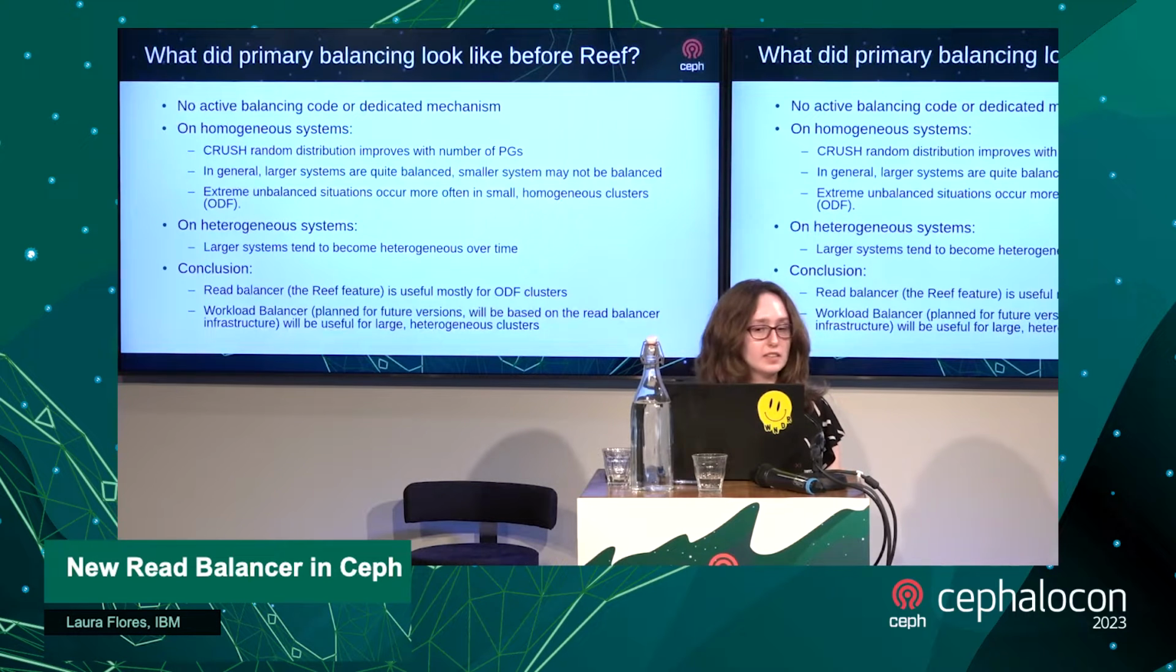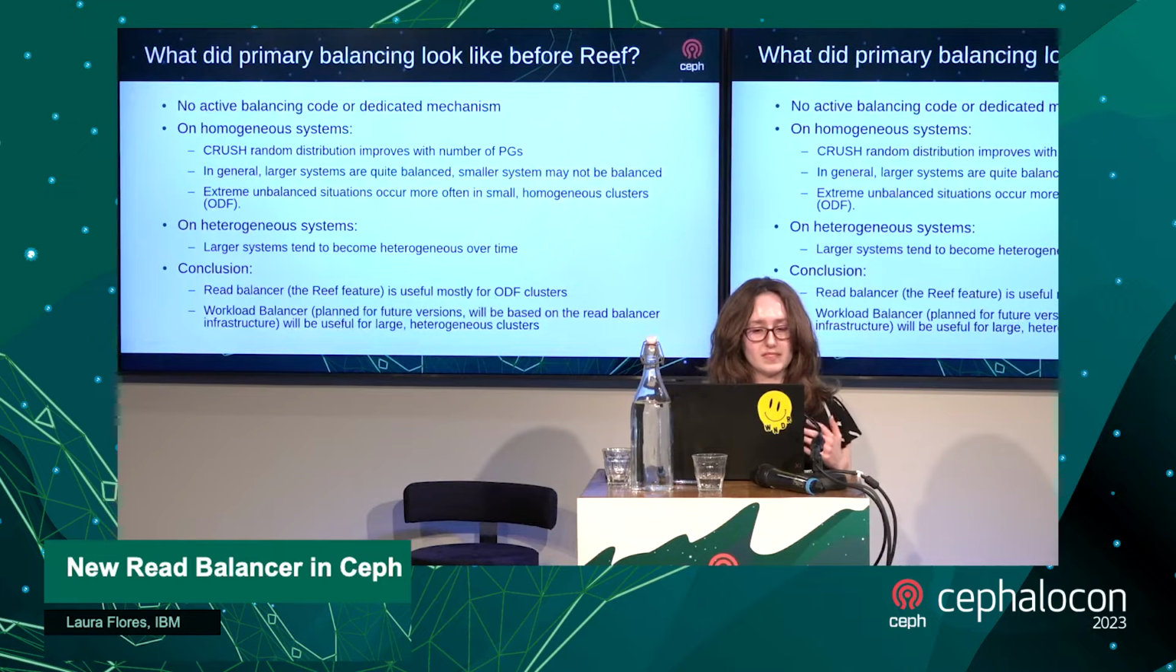So what did primary balancing look like before Reef? Because there was something there, we just don't have a dedicated mechanism until Reef. So to emphasize, there was no active balancing code or dedicated primary balancing mechanism before Reef. However, on homogeneous systems, like in a small ODF cluster of devices of the same size, the CRUSH random distribution would improve the number of PGs.